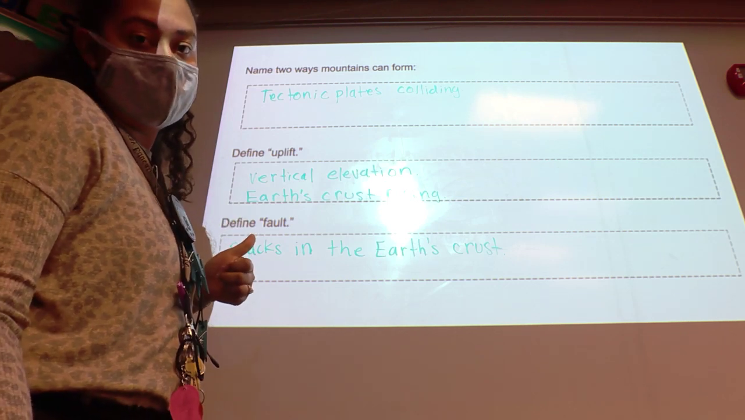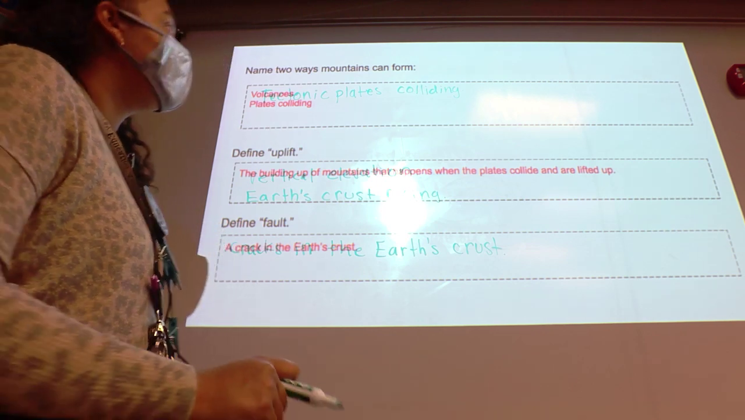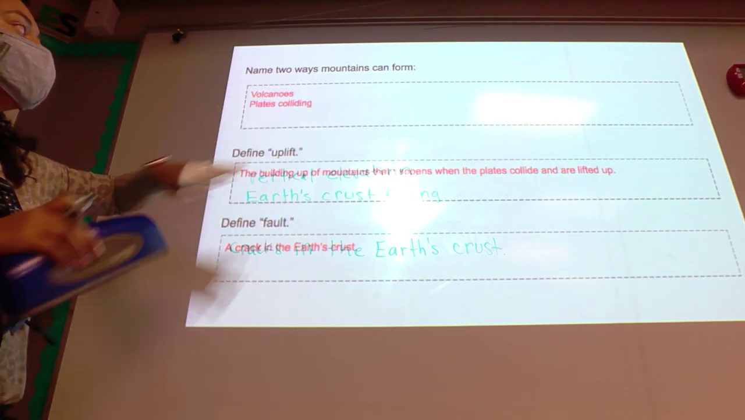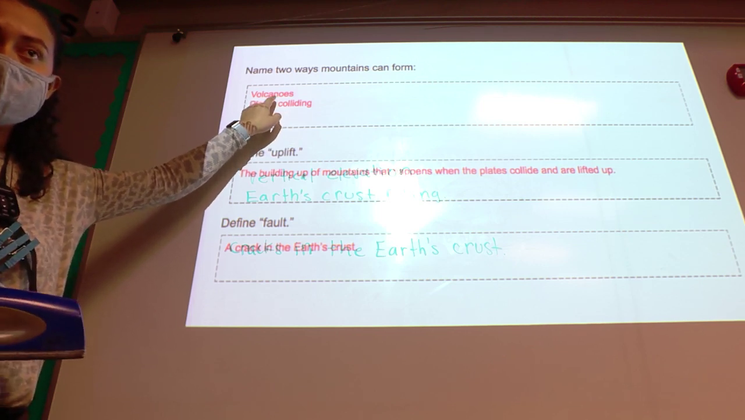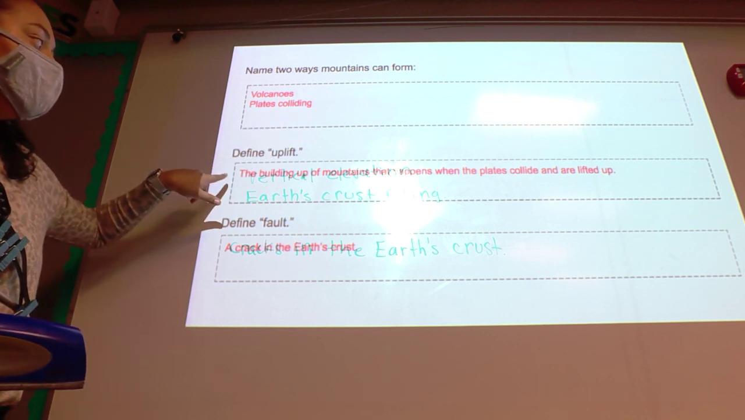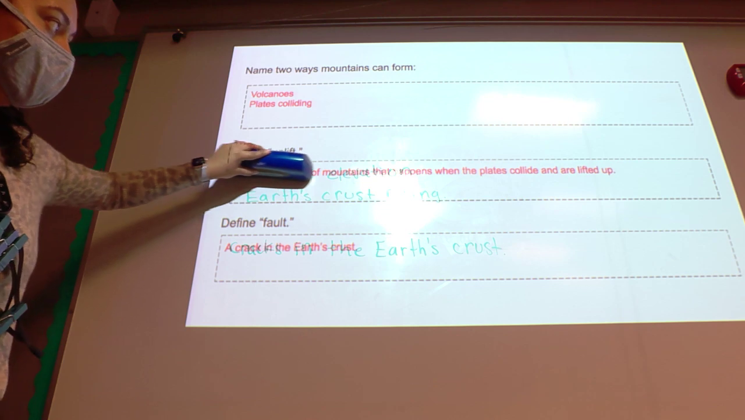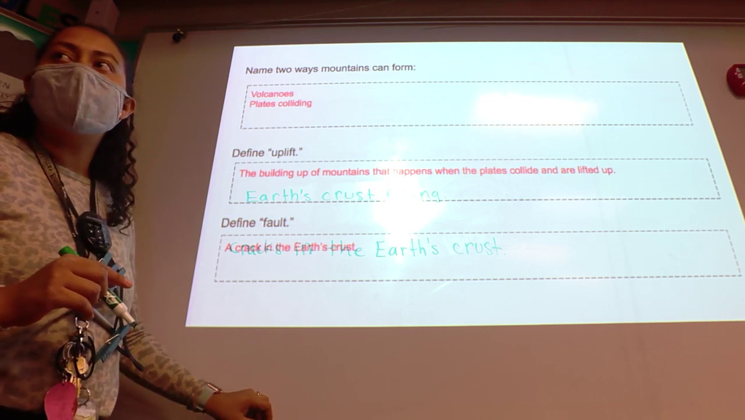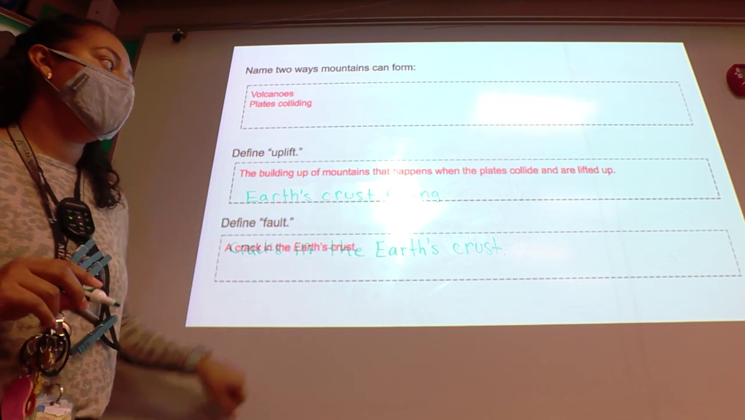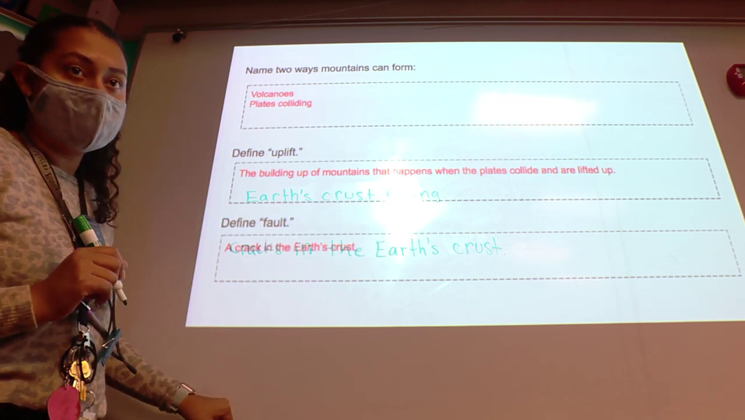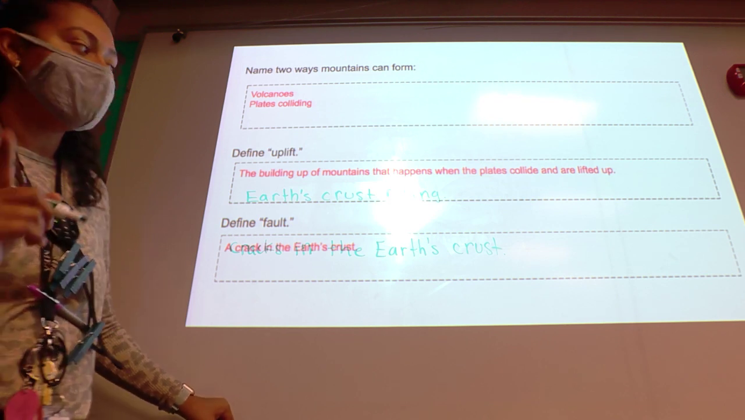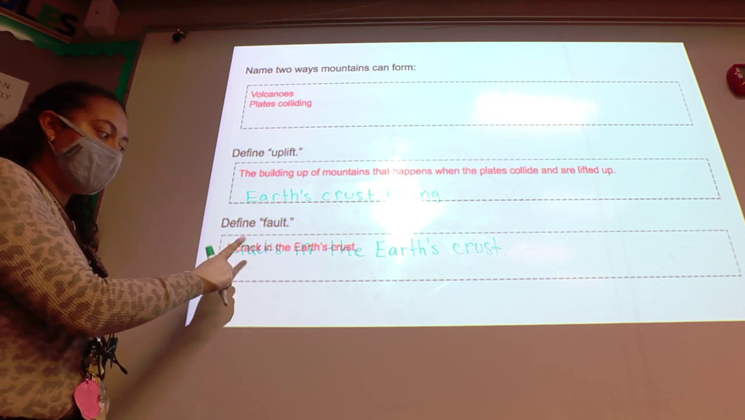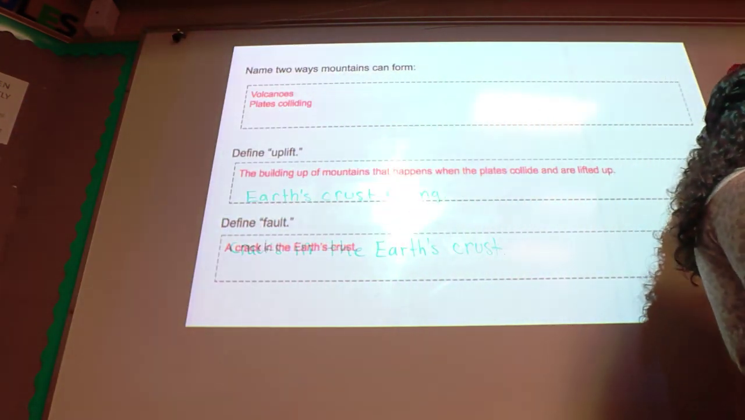Just give me a thumbs up. Now, just type. So let's check our answers. Name two ways mountains can form. We said plates colliding. The other one is volcanoes, so old volcanoes. Define uplift. The building up of mountains that happens when the plates collide and are lifted up. So we said Earth's crust rising. So we can also include plates colliding and lifting up. And define faults. We got that one perfect. Thanks, Ariana. Cracks in the Earth's crust. Got it?